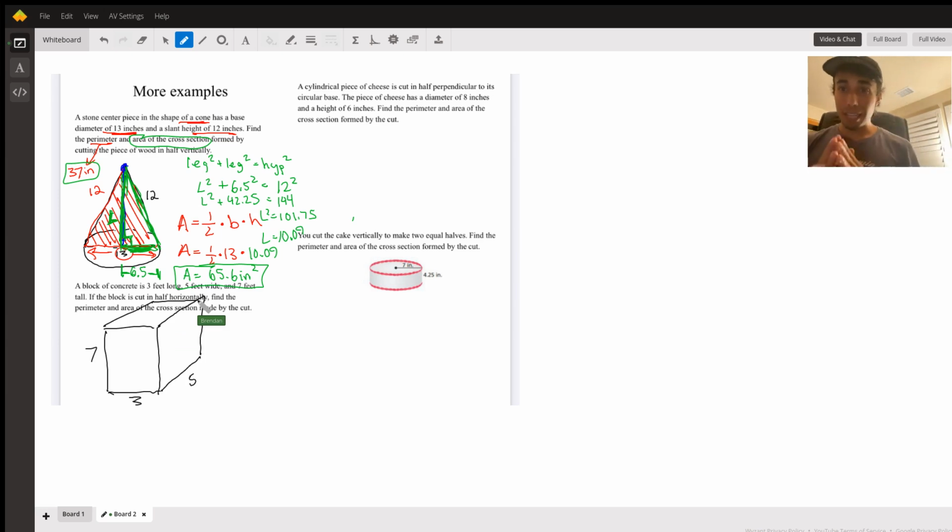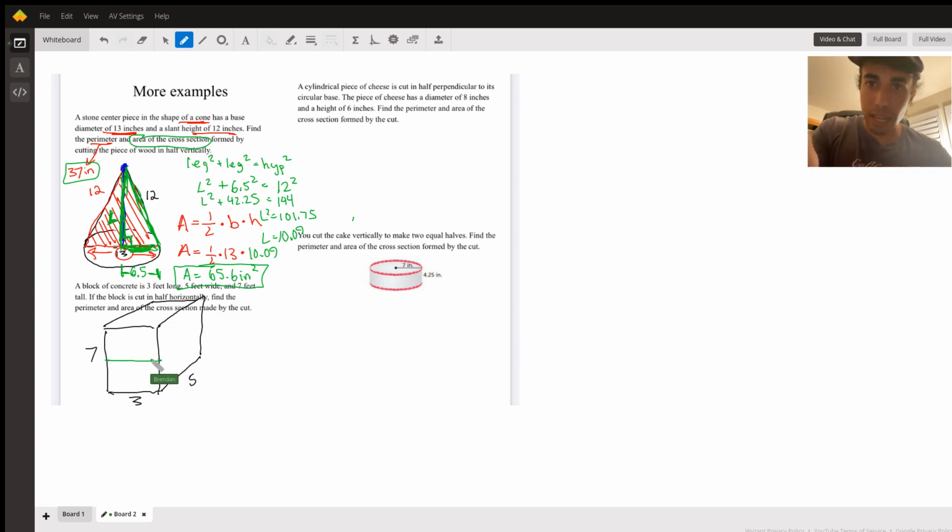All right, so if it's cut in half horizontally, remember, horizontally is talking about parallel to the base. Think about the horizon, like if you've ever been to the ocean, looking out at the sea, and the horizon is flat. So horizontally is flat, vertically is up and down. We want to find the perimeter and area of the cross section. So this one's going to be similar to the first one. Again, horizontally, that's parallel to the base.